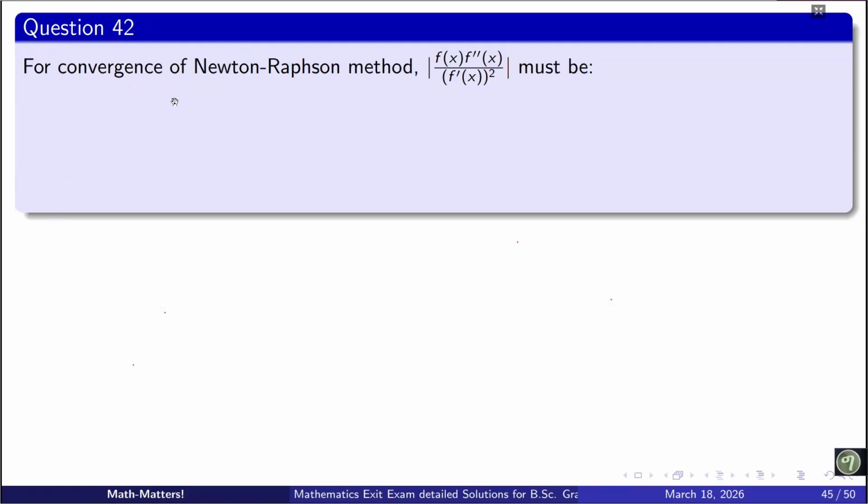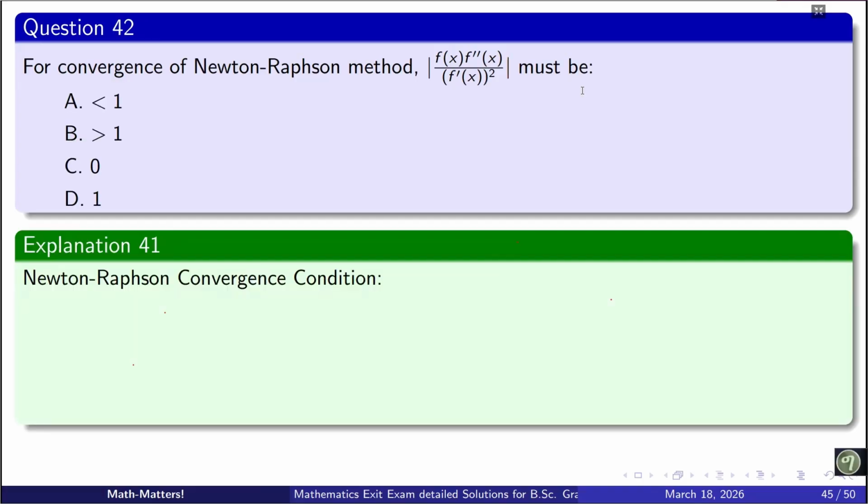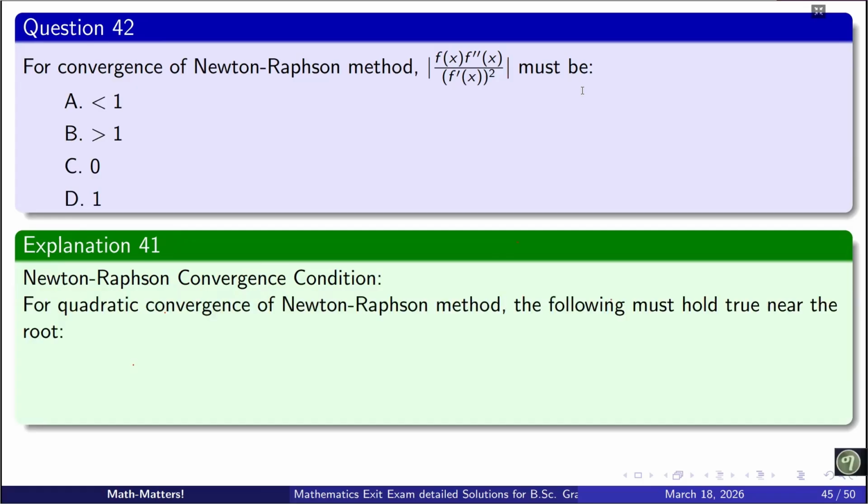Next, for convergence of the Newton-Raphson method, f of x times the second derivative of f at x over the square of the derivative of f at x must be less than 1, greater than 1, 0, or 1. We know the Newton-Raphson convergence condition.